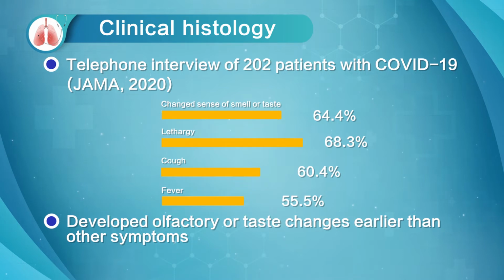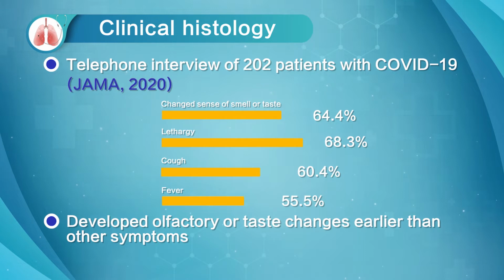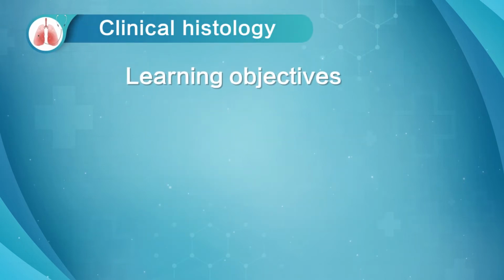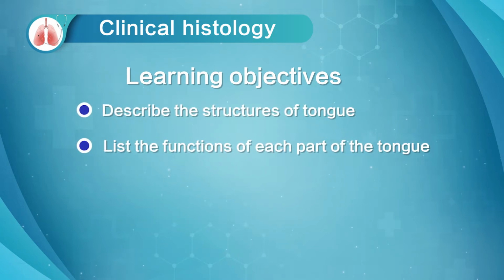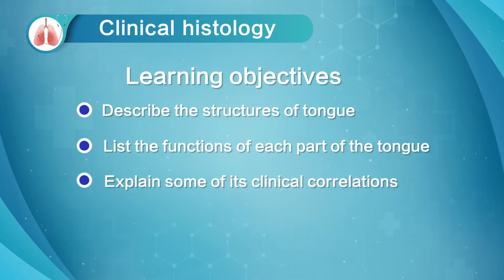The results were published in JAMA in May 2020, suggesting that alterations in taste and smell are among the most common and earliest symptoms after this coronavirus infection. After finishing this session, you should be able to describe the structures and functions of each part of the tongue and explain some of its clinical correlations.